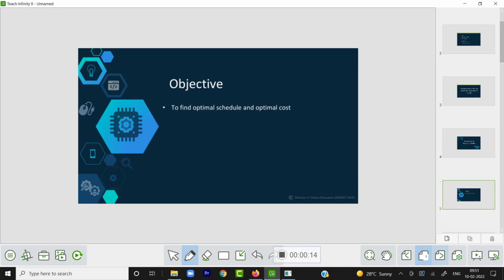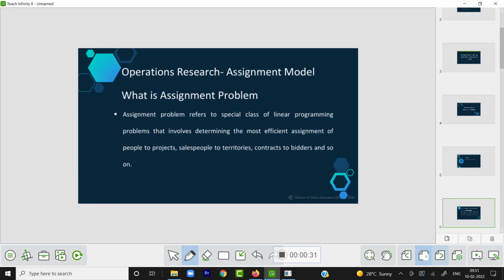The objective of this assignment model is to find the optimal schedule, the optimal route, optimal ways, and for that optimal route, the optimal cost we have to find out. So, what is an assignment problem?